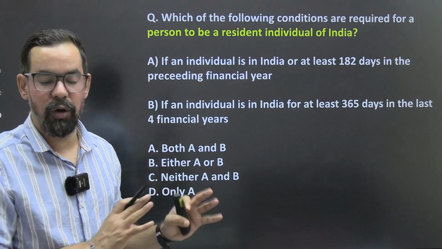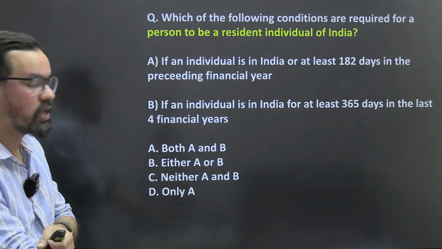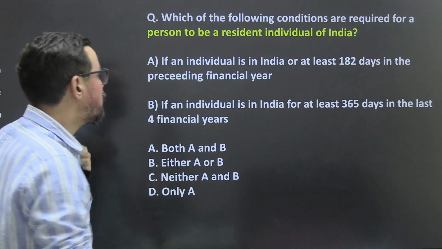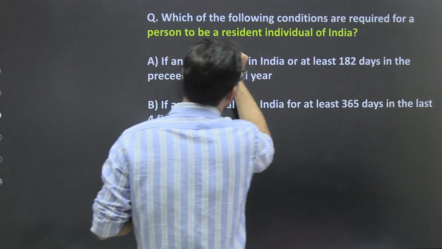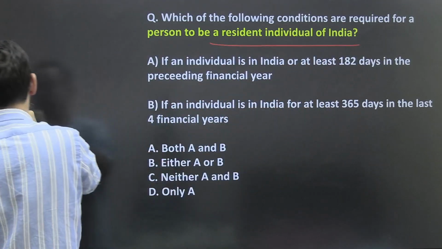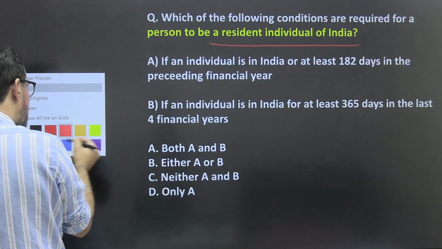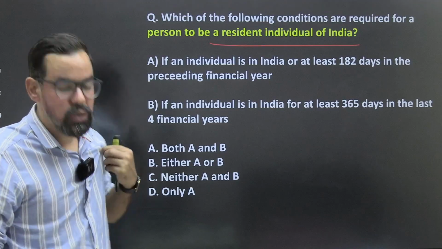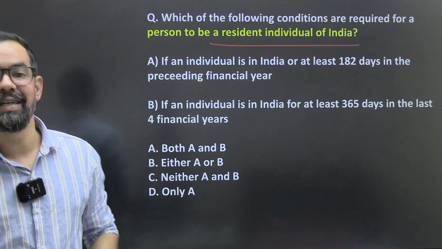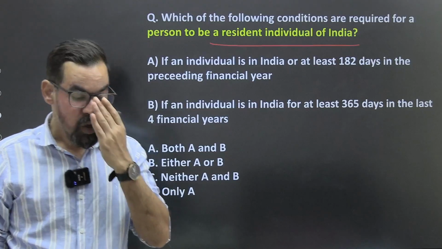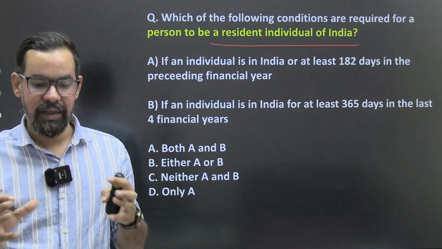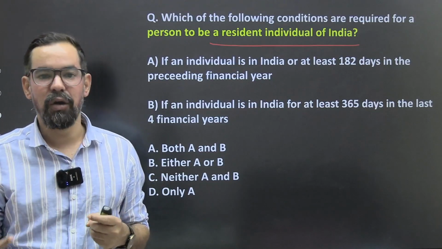This question we have already discussed in yesterday's session. This was the last question, I guess, right? Which one of the following conditions is required for a person to be a resident individual of India? There are two major laws. One is the Income Tax Act 1961, another one is FEMA 1999. These generally decide the residency or non-residency.